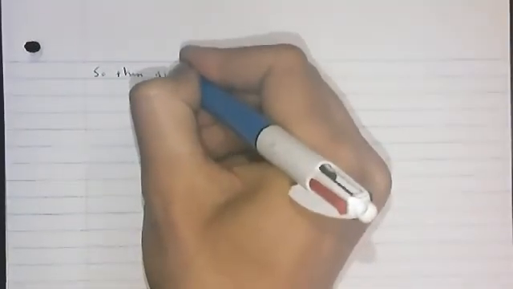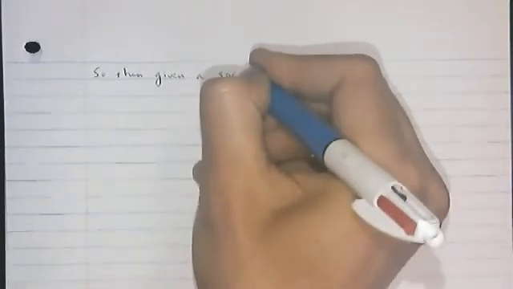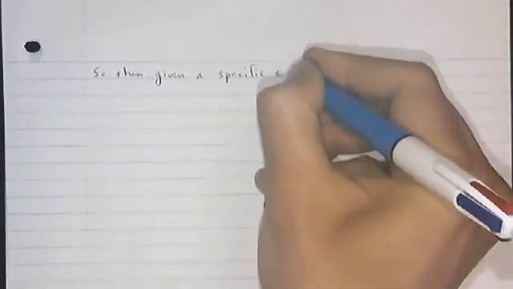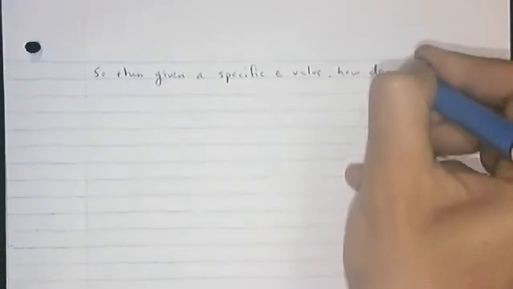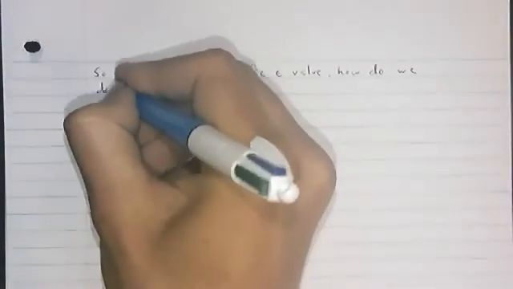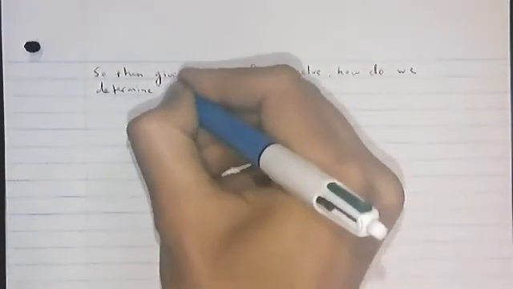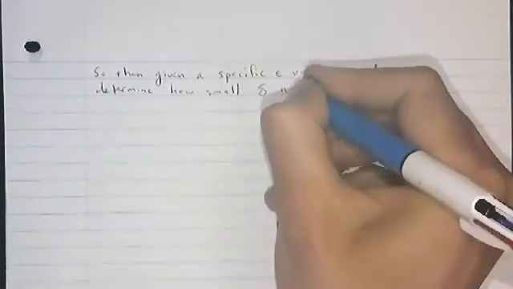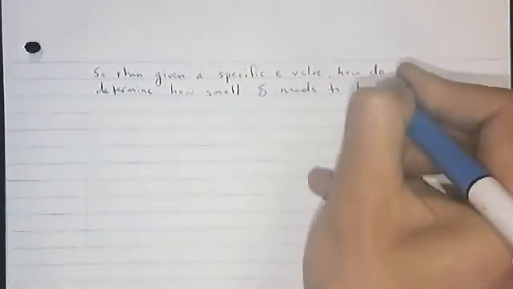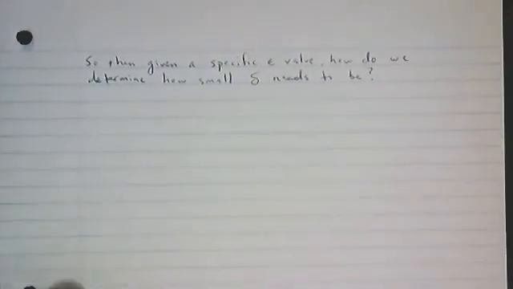And so the question that should be bubbling in your brains is, if we are given a specific epsilon value, how do we determine how small delta needs to be? What does a sufficiently small delta look like for a given epsilon?